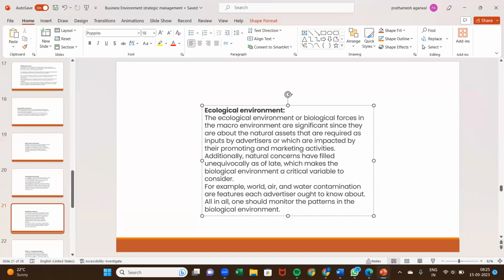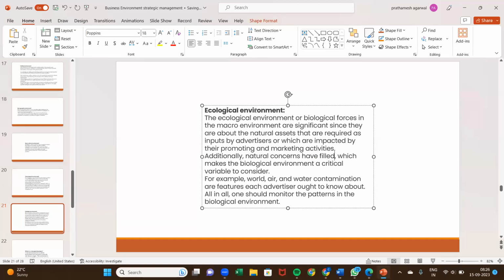Please think over this point. Additionally, natural concerns have made unequivocally as of late. Okay, I'll remove this. Let's make it easy. I'm deliberately doing it in front of you so you understand what I've removed. Additionally, natural concerns have filled, which makes the biological environment a critical, means the important, important variable. Now, variable means, what is a variable? You do not know the quantity. What we studied as variable in maths, we do not know the quantity. So it's an X to consider.